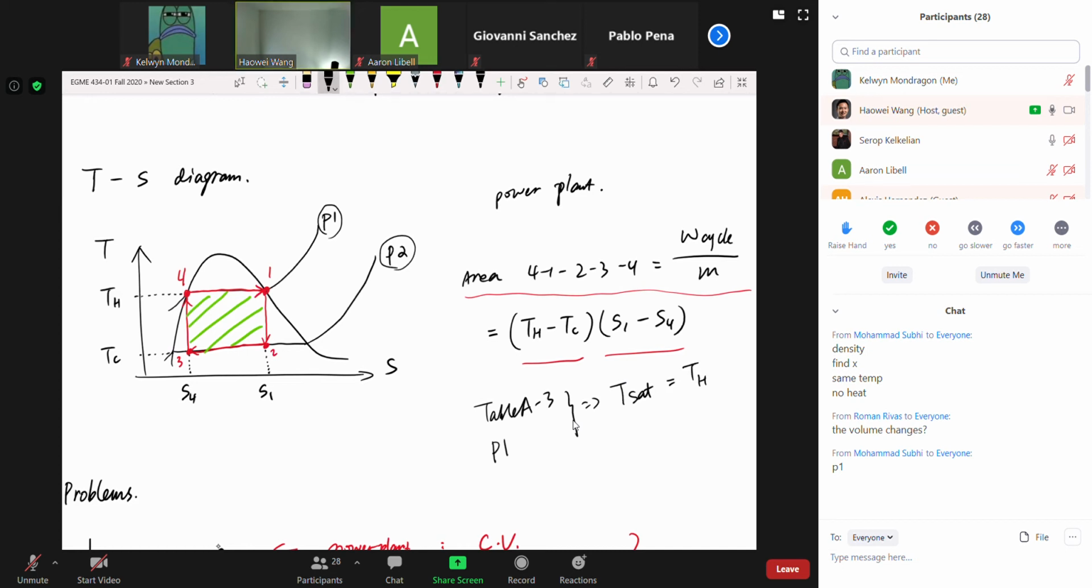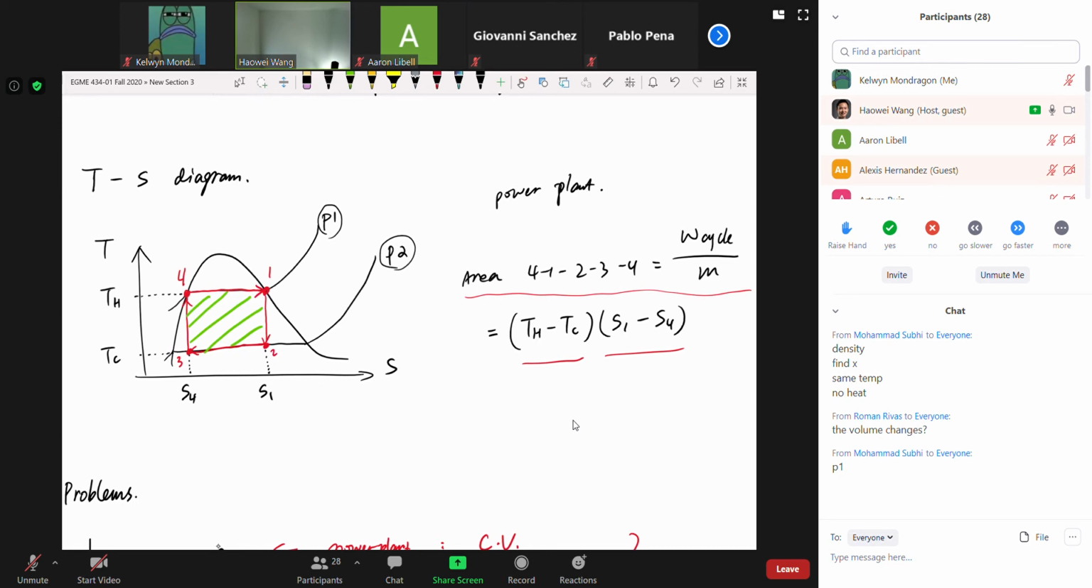All right, that's it. What about TC? What's your plan? Use table A3 and pressure P2. Look for the corresponding saturation temperature, and this corresponding saturation temperature will be your TC. Okay, that's how you look for TH and TC. And make sure that when you do the calculation, they're both in what? SI unit, which is Kelvin.